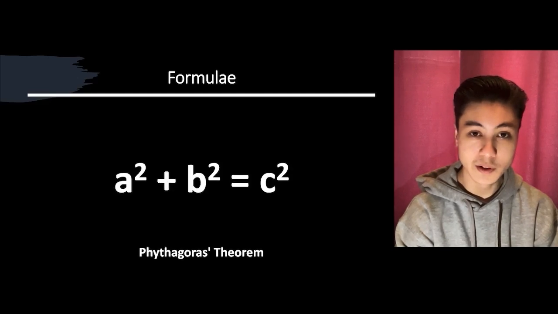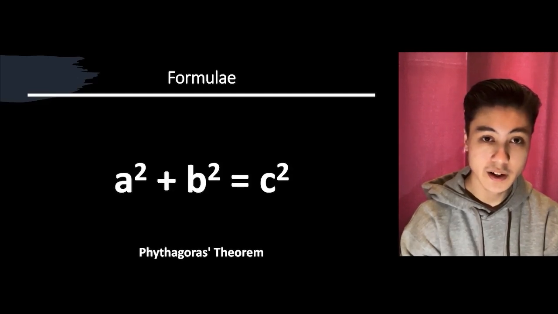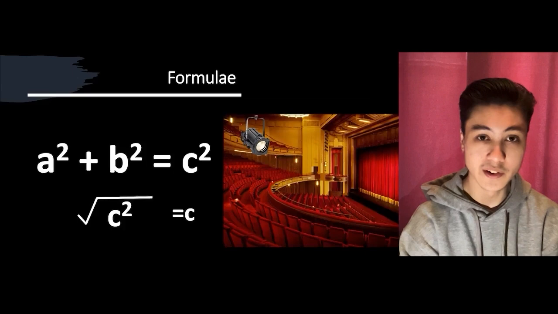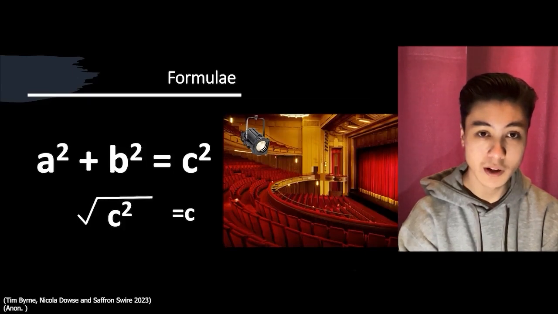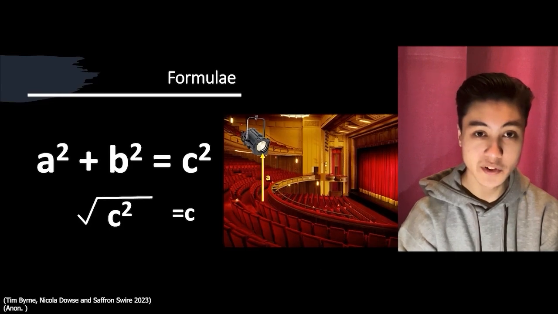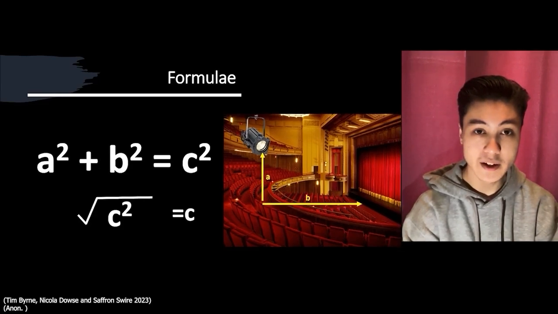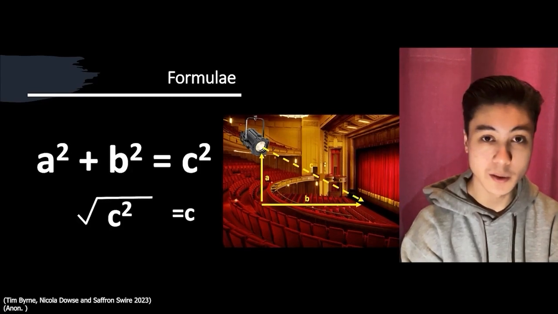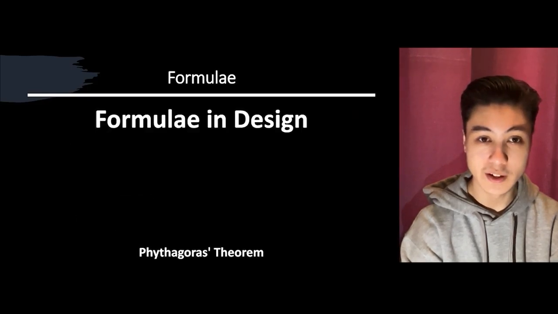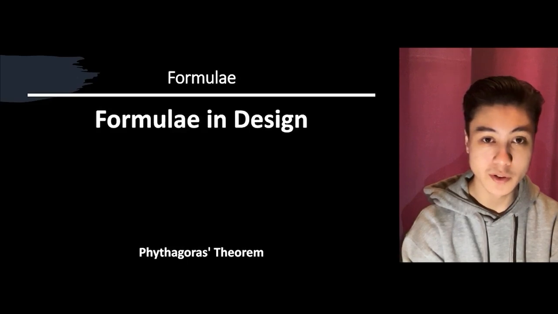Pythagoras' theorem, a squared plus b squared equals c squared, can be used to determine the throw distance of a light, measuring straight down from the light source and where the light is being directed, like a stage, and substituting the a for the height from the floor to the level of light and b for the length from the light to the stage. Then square rooting a squared plus b squared, the throw distance can be calculated, the square root of c squared.